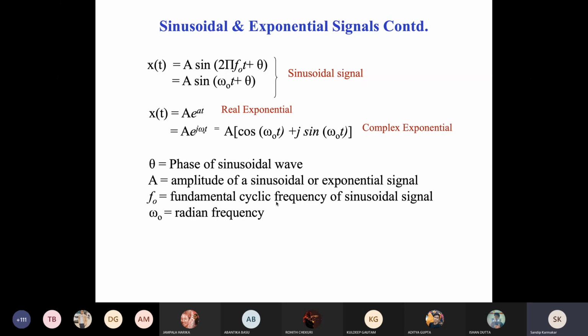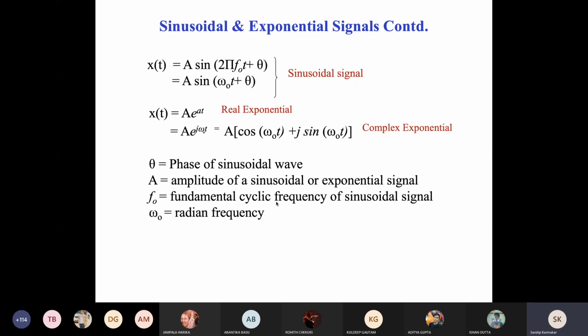Similarly, real exponential and complex exponential signals are also found. x(t) equal to a to the power a t is a real exponential, and x(t) equal to A e to the power j omega 0 t equal to A cos omega 0 t plus j sin omega 0 t is a complex exponential. Here theta is called the phase of the sinusoidal wave, A is called the amplitude, f0 is called the fundamental cyclic frequency, and omega 0 is the radian frequency of the signal.